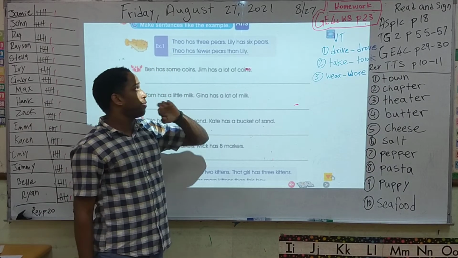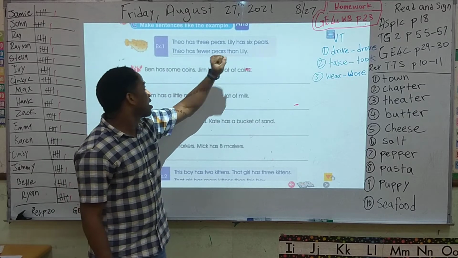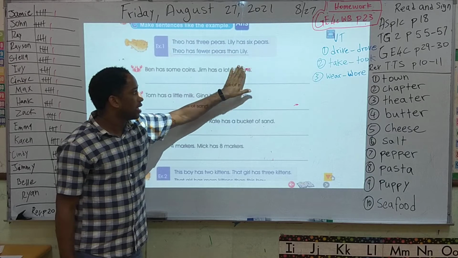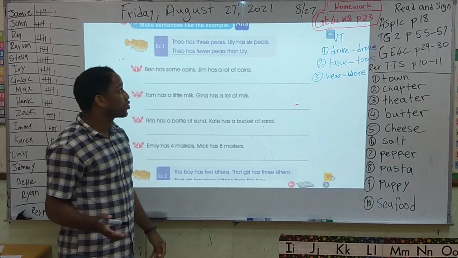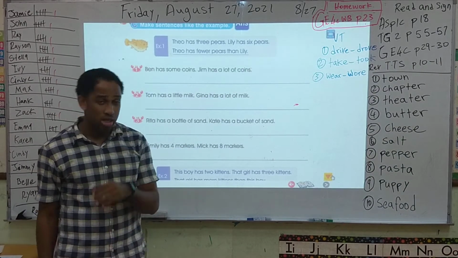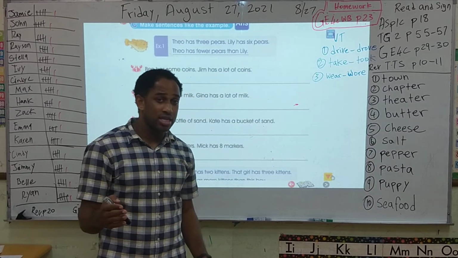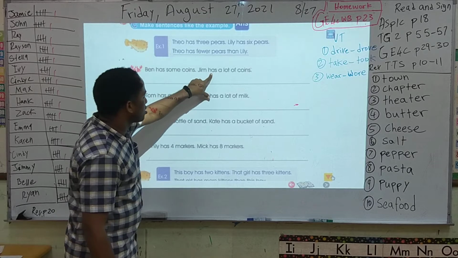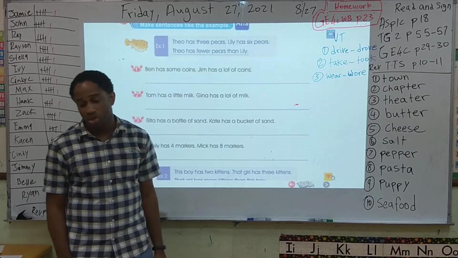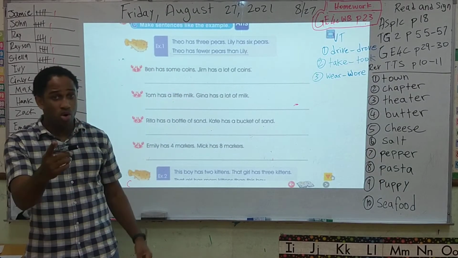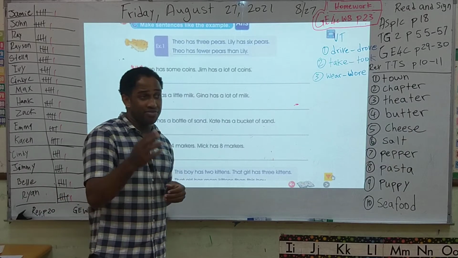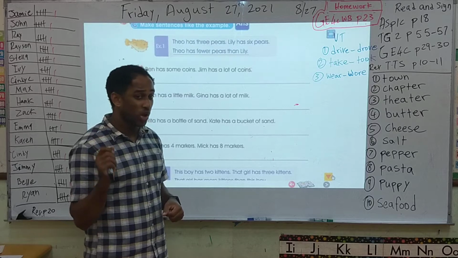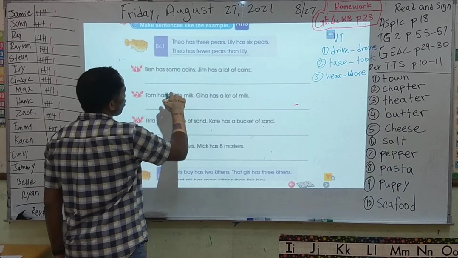Theo has 3 pairs. Lily has 6. So Theo has fewer pairs than Lily. Now we're going to use fewer for countable nouns and less for uncountable nouns. So number 1, Ben has some coins. Jim has a lot of coins. Now coins, you can count coins. I have 10 coins, you have 20 coins. But money is uncountable. Okay, good. So who has fewer coins?